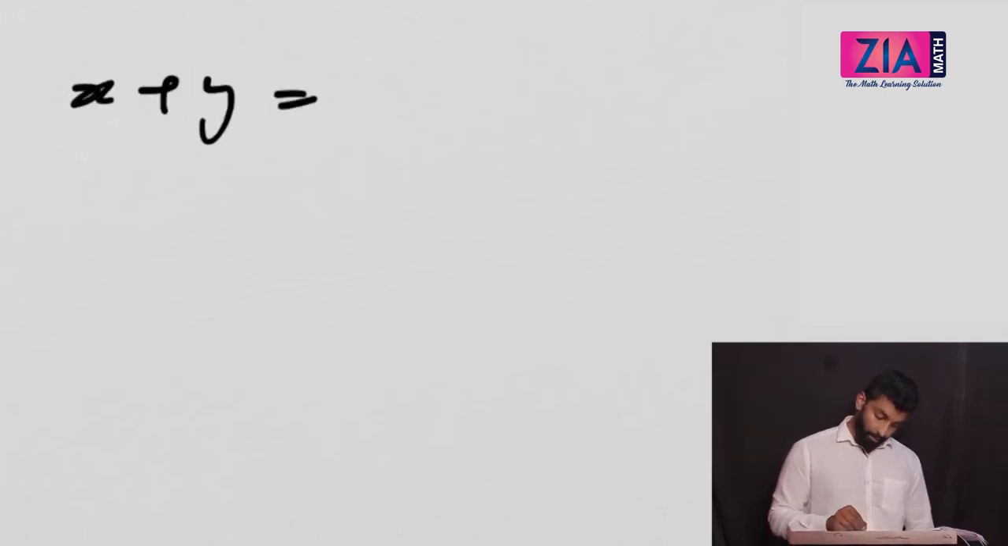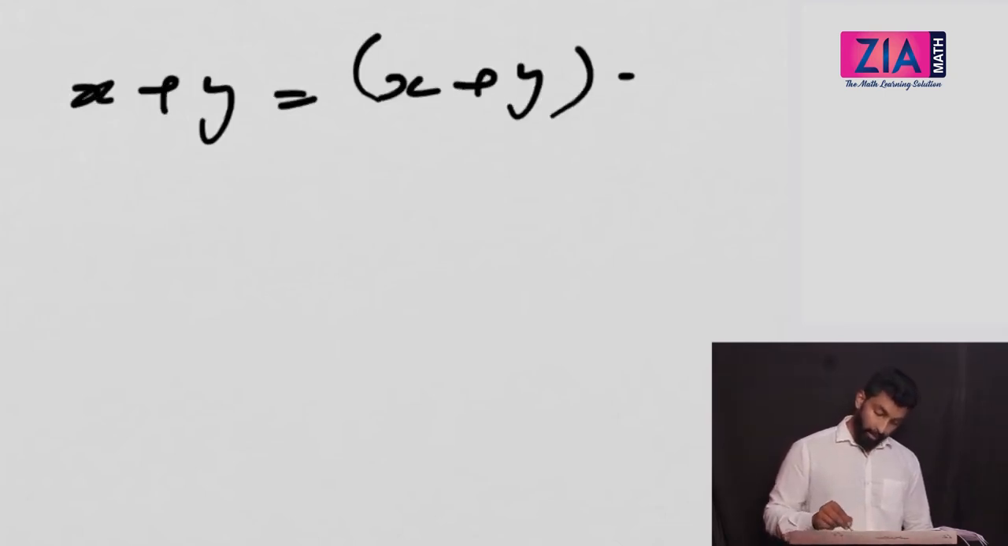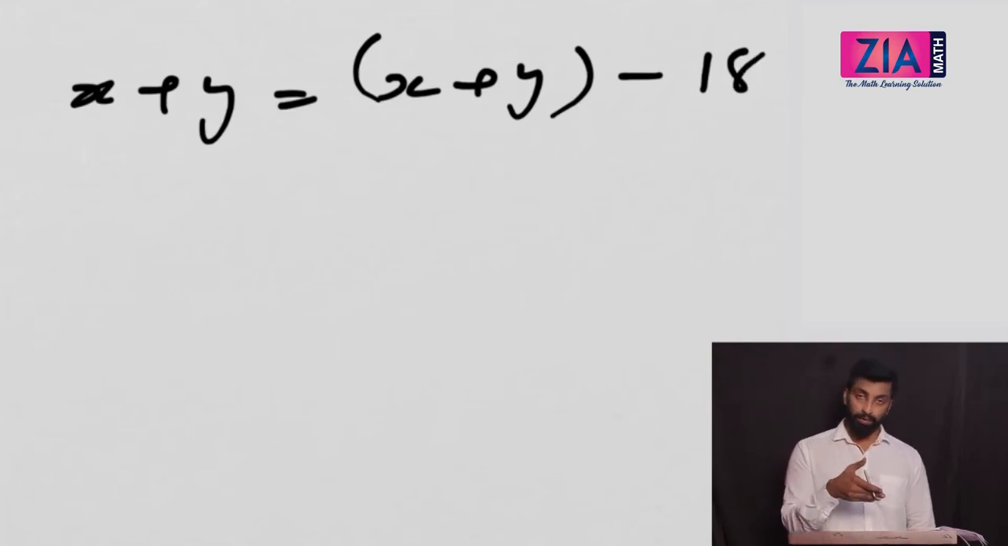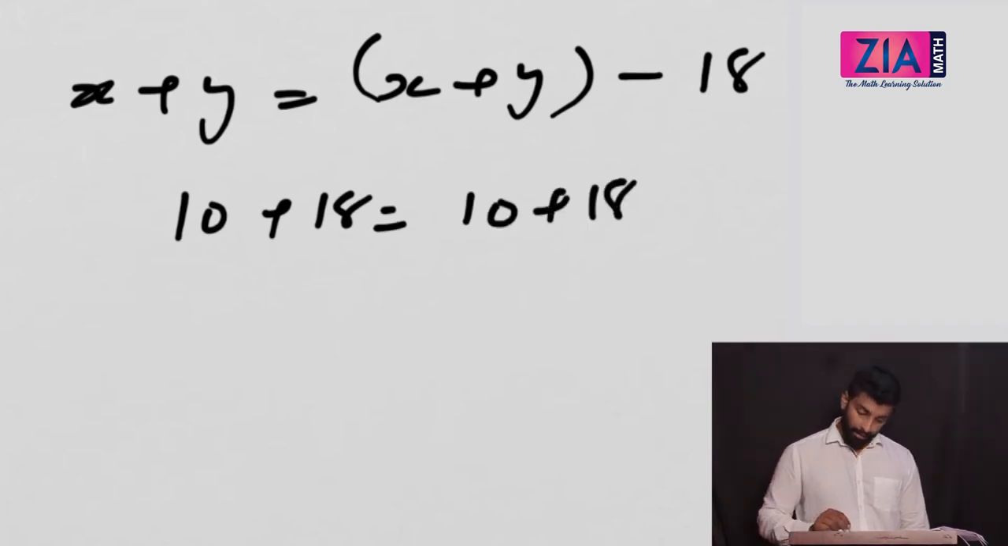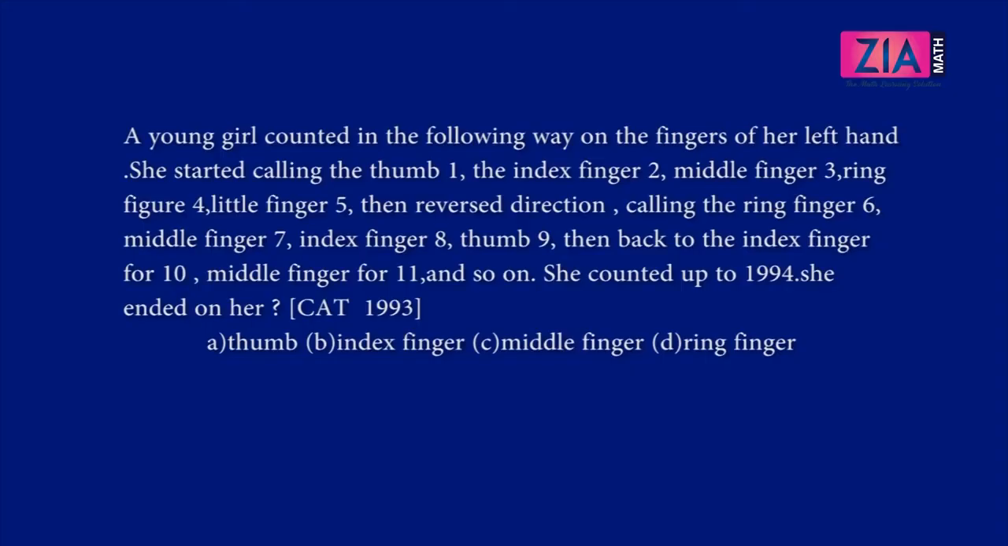Now in this question, the logic is x plus y, you add x plus y, then minus 18. So that's what you can understand from the first, second and all. So here 10 plus 18, you do first, you will get 28. Then minus 18, you will get 10.